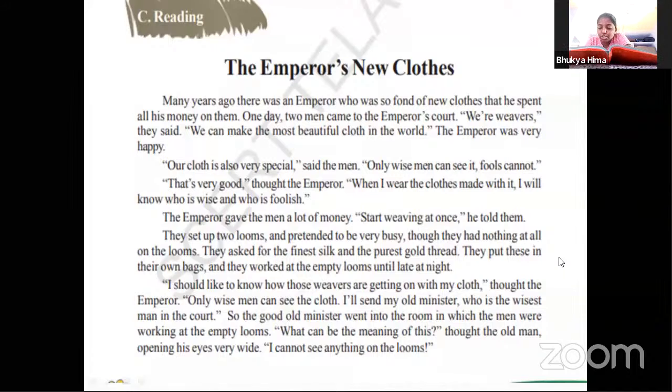I should like to know how those weavers are getting on with my cloth, thought the emperor. Only wise men can see the cloth. I will send my old minister, who is the wisest man in the court. So the good old minister went into the room in which the men were working at the empty looms. What can be the meaning of this? thought the old man, opening his eyes very wide. I cannot see anything on the looms.